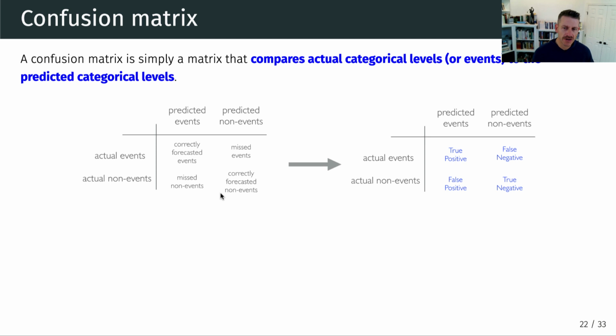Now the problem with accuracy is it doesn't tell us how we are mispredicting. And we can get that information by using what's called a confusion matrix. This compares the actual categorical levels or events to the predicted ones, right? So you can see here on the left-hand side, we have our actual events and our actual non-events. And up here, we have our predicted events and predicted non-events, okay?